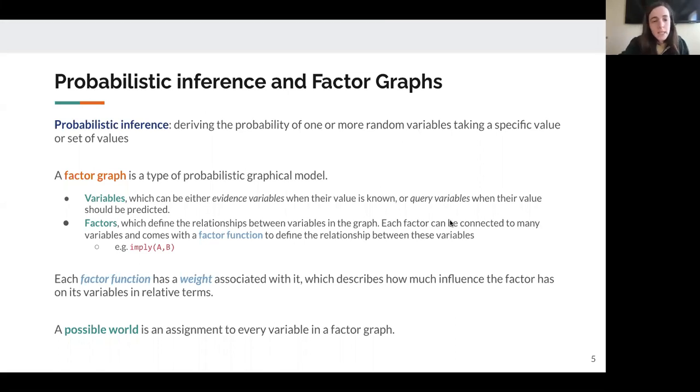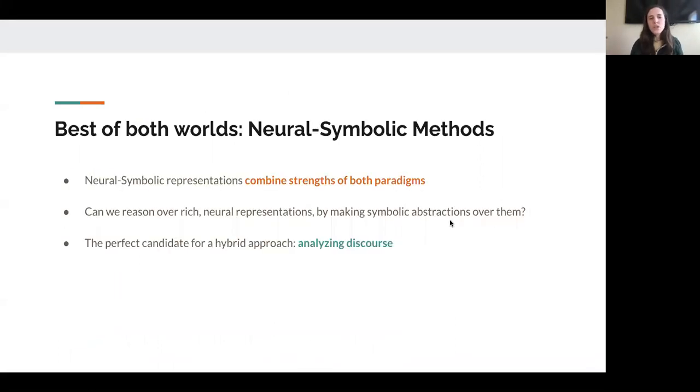Okay. So we're trying to look at how we get to the best of both worlds. We want to combine the strengths of both paradigms so that we can reason over rich neural representations, but at the same time be able to make symbolic abstractions over them.